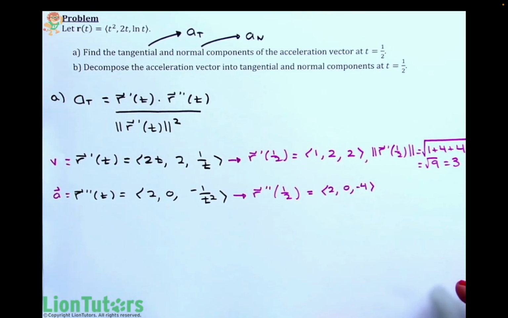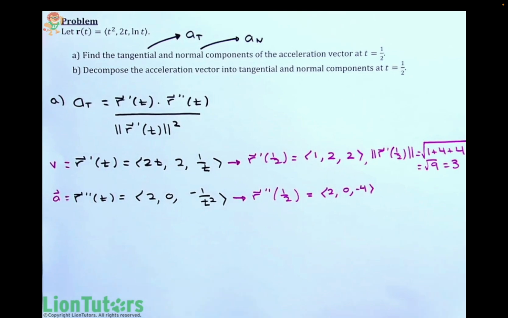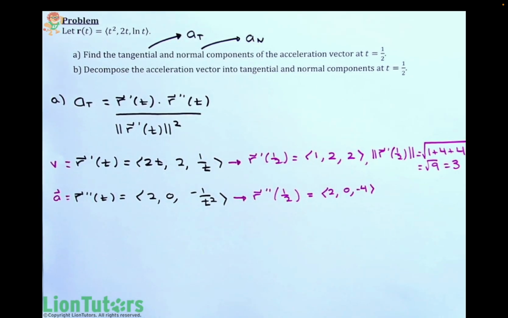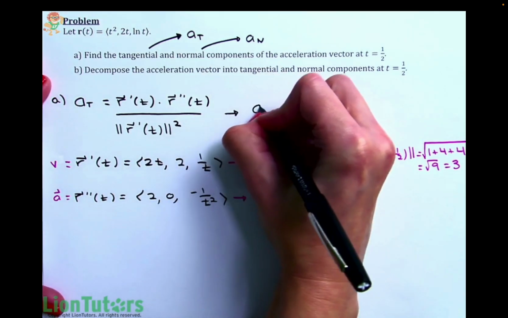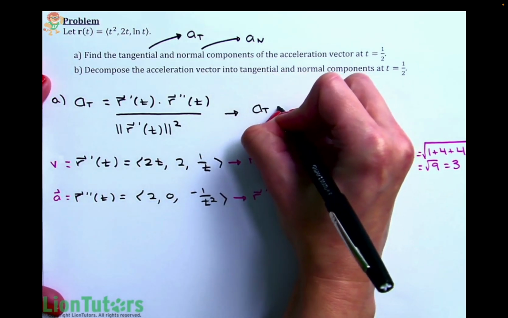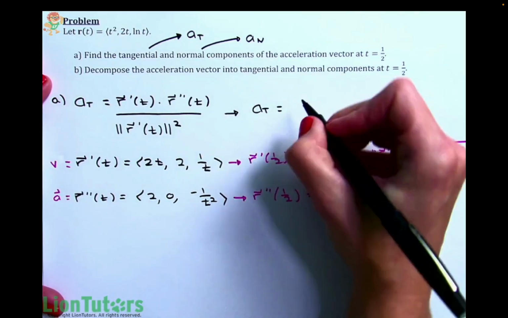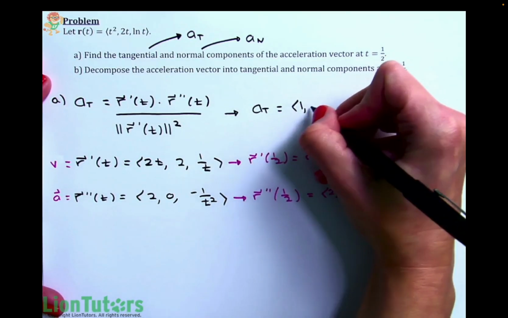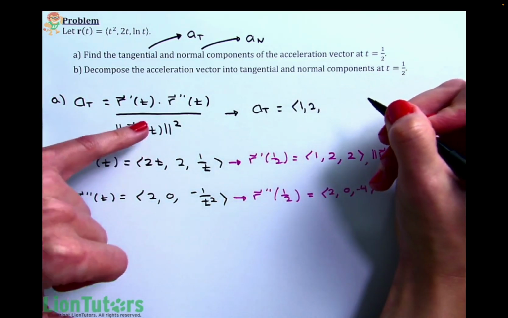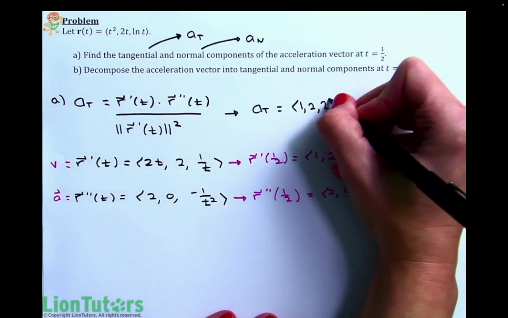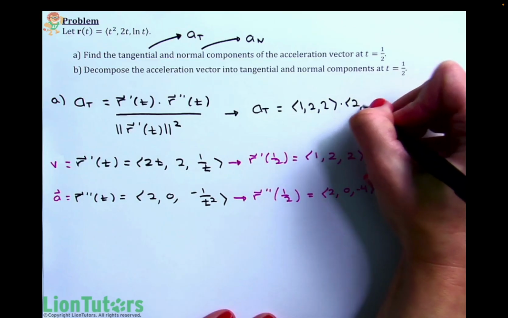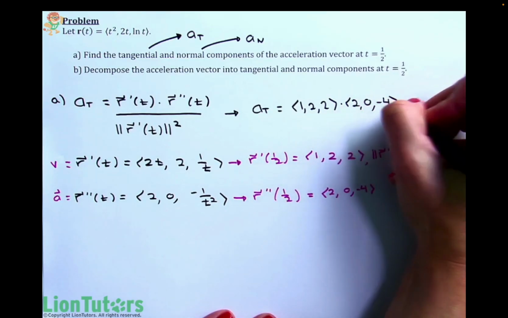So it looks like we have all the pieces we need to find our a sub t, so let's go ahead and do that. This will give us overall that a sub t is equal to the dot product of r prime of t, so 1, 2, 2, dotted with 2, 0, negative 4.